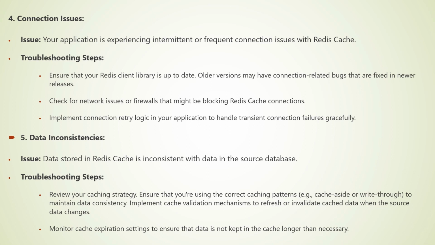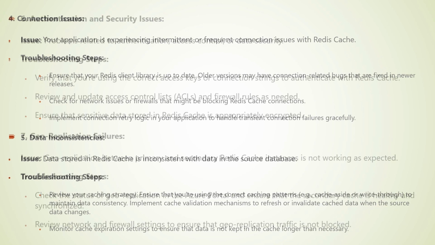5. Data inconsistencies. Issue: data stored in Redis cache is inconsistent with data in the source database. Troubleshooting steps. Review your caching strategy. Ensure that you're using the correct caching patterns, for example cache-aside or write-through, to maintain data consistency. Implement cache validation mechanisms to refresh or invalidate cache data when the source data changes. Monitor cache expiration settings to ensure that data is not kept in the cache longer than necessary.